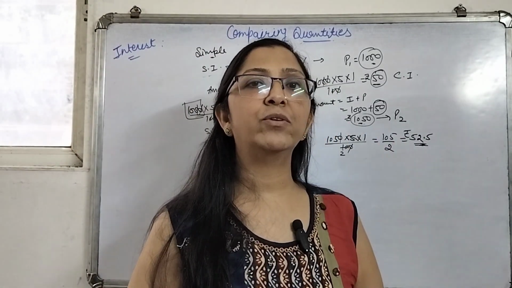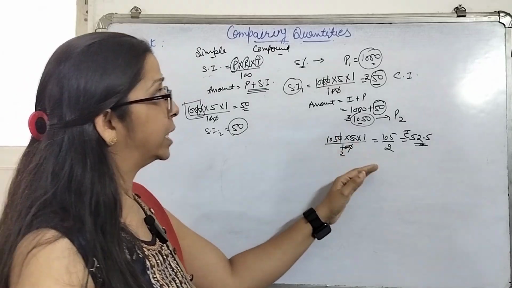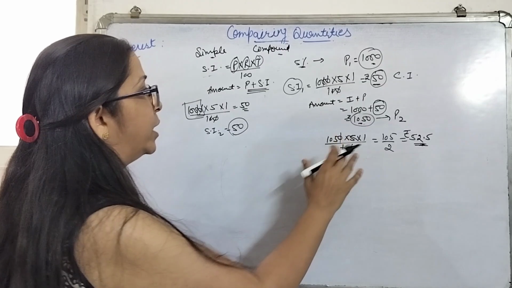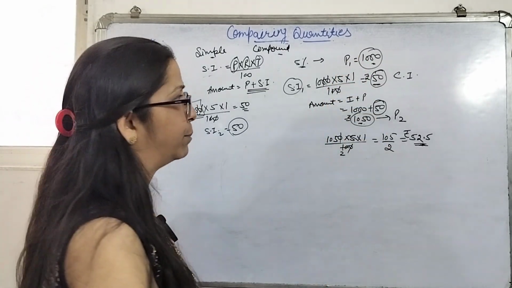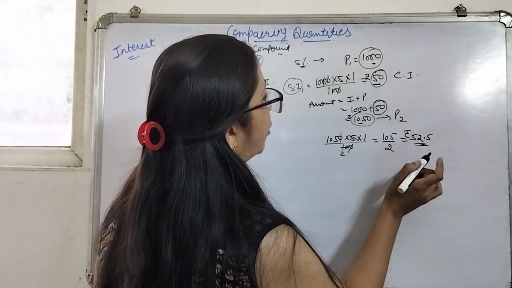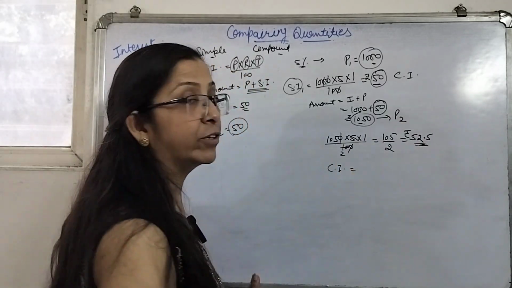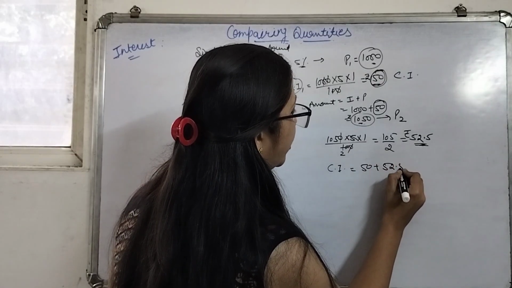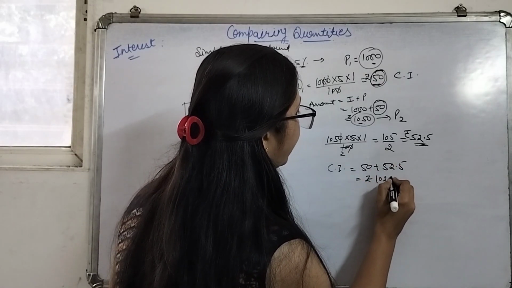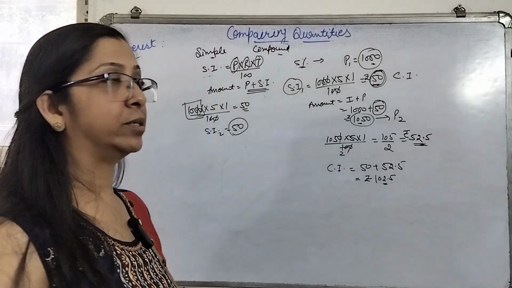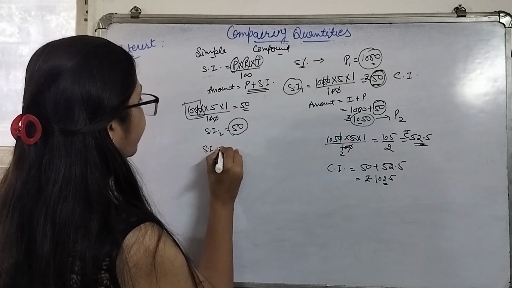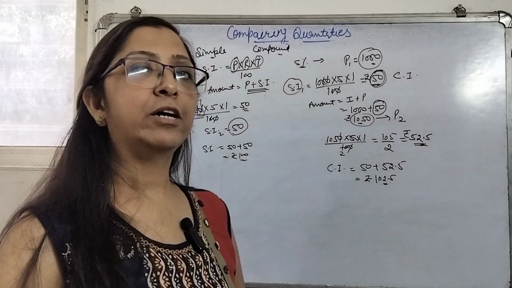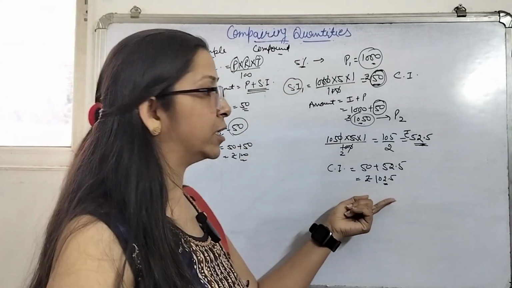Always the value of compound interest will be more than that of simple interest, because in case of compound interest, the principal is continuously increasing. So this is one of the methods by which we can find compound interest. After 2 years, compound interest will be, for the first year it is 50, for the second year it is 52.5. So 102.5 will be the compound interest after 2 years. And after 2 years, simple interest will be 50 plus 50, that is 100 rupees. Now, using this method, we can find it out.